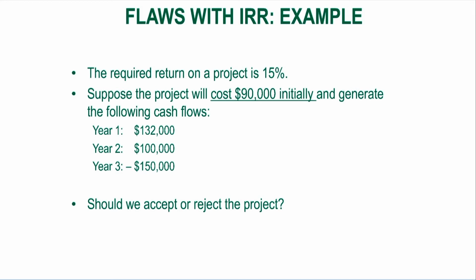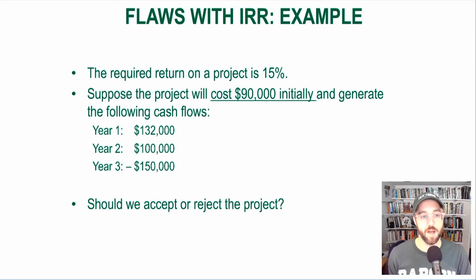So suppose, for example, that a firm's required return rate on a project is 15%. So this is a different discount rate than we saw before. And suppose that the project costs $90,000 initially in cash to get going. So there is that negative $90 million cash flow that happens at time zero. There's an initial negative cash flow.